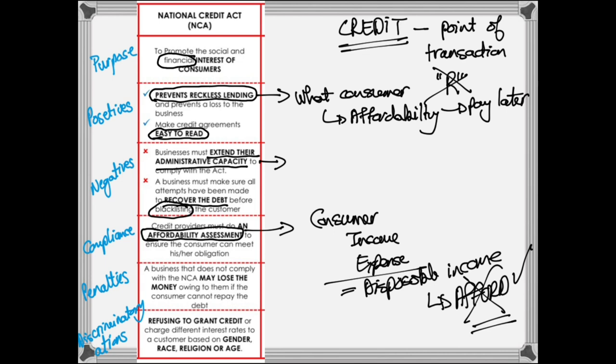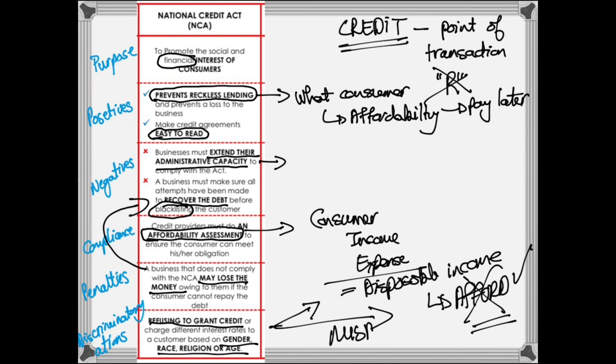So businesses that do not comply will lose money, and they will also lose the money that the people owe them. So if they did not follow the process, and did not recover the money according to the process that needs to be followed, that money is then lost. So refusing to grant credit based on gender, race, religion or age is discriminatory. But if they look at the disposable income, they look at the affordability, and the consumer cannot afford it, then they do not grant the credit, and they must provide reasons. So they must be able to say why they did not grant that.